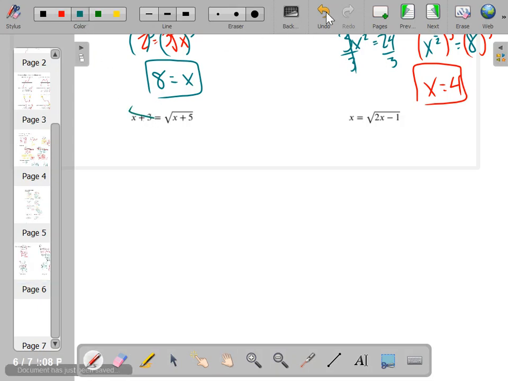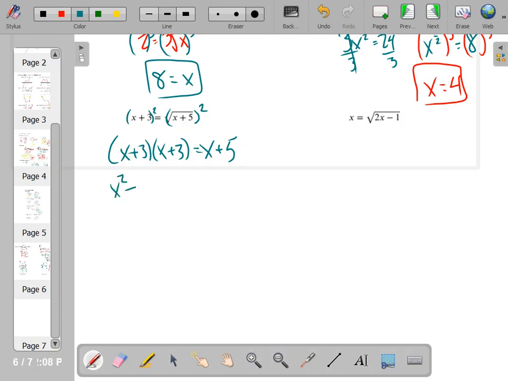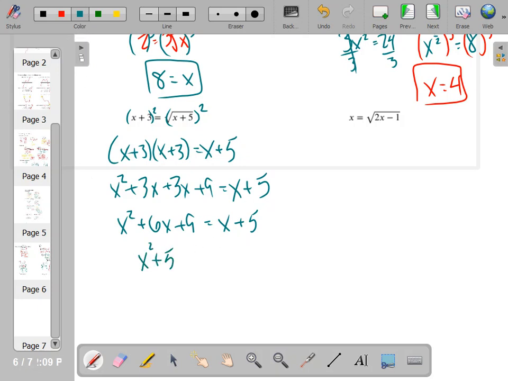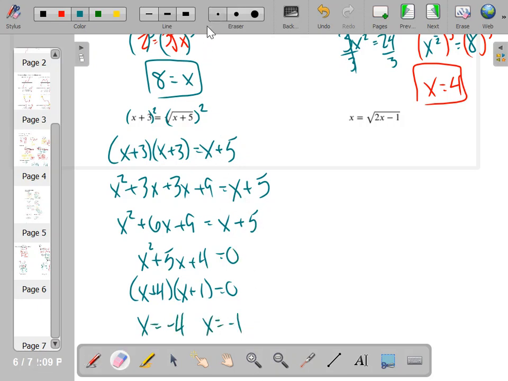Square both sides. Whoa. Square both sides. You need to FOIL on the left side. That's the easiest way to miss this problem. On the right side, you have x plus 5. So FOIL: x squared plus 3x plus 3x plus 9, x squared plus 6x plus 9. And now I'm going to collect like terms. So if I subtract x, I got 5x. And if I subtract 5, I got 4. Now I can factor that. The numbers that multiply to 4 and add to 5 are 4 and 1, which means x equals negative 4 or x equals negative 1. Or does it? You got to check it.